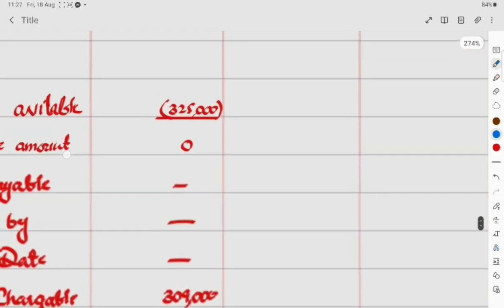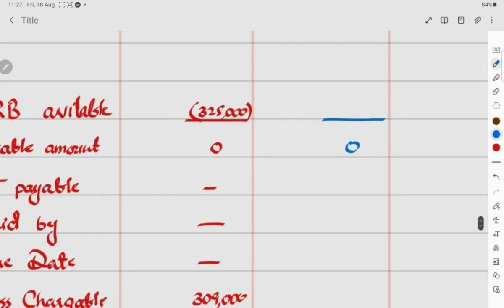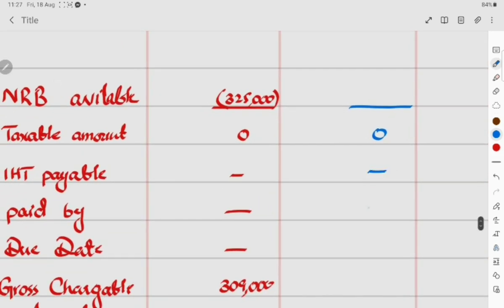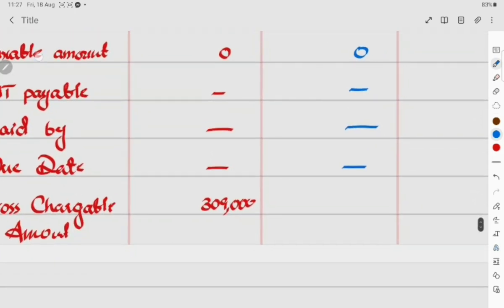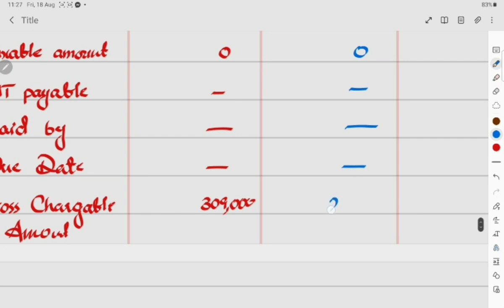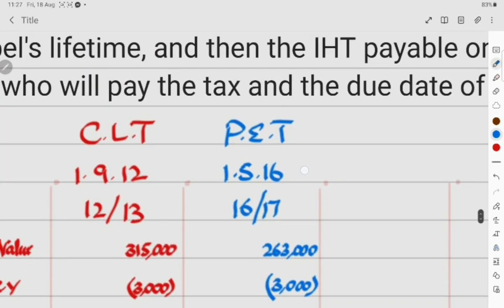So the taxable amount is said to be 0, and again no tax is payable, no need to mention who is to pay it, no need to mention the due date. Only we have to mention the gross chargeable amount, which is 2,57,000. So this is about the second gift. Now about the third gift.